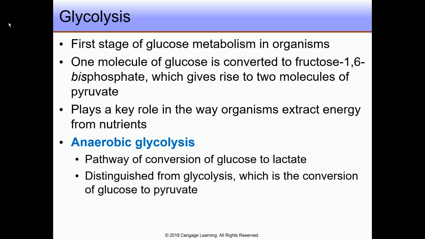In glycolysis, it takes place in the cytoplasm. It does not need oxygen, and there is a net output of 2 molecules of ATP. Only 2 molecules of ATP are produced in glycolysis, and 2 molecules of NAD plus get reduced to 2 molecules of NADH. This is the overall outcome of glycolysis.